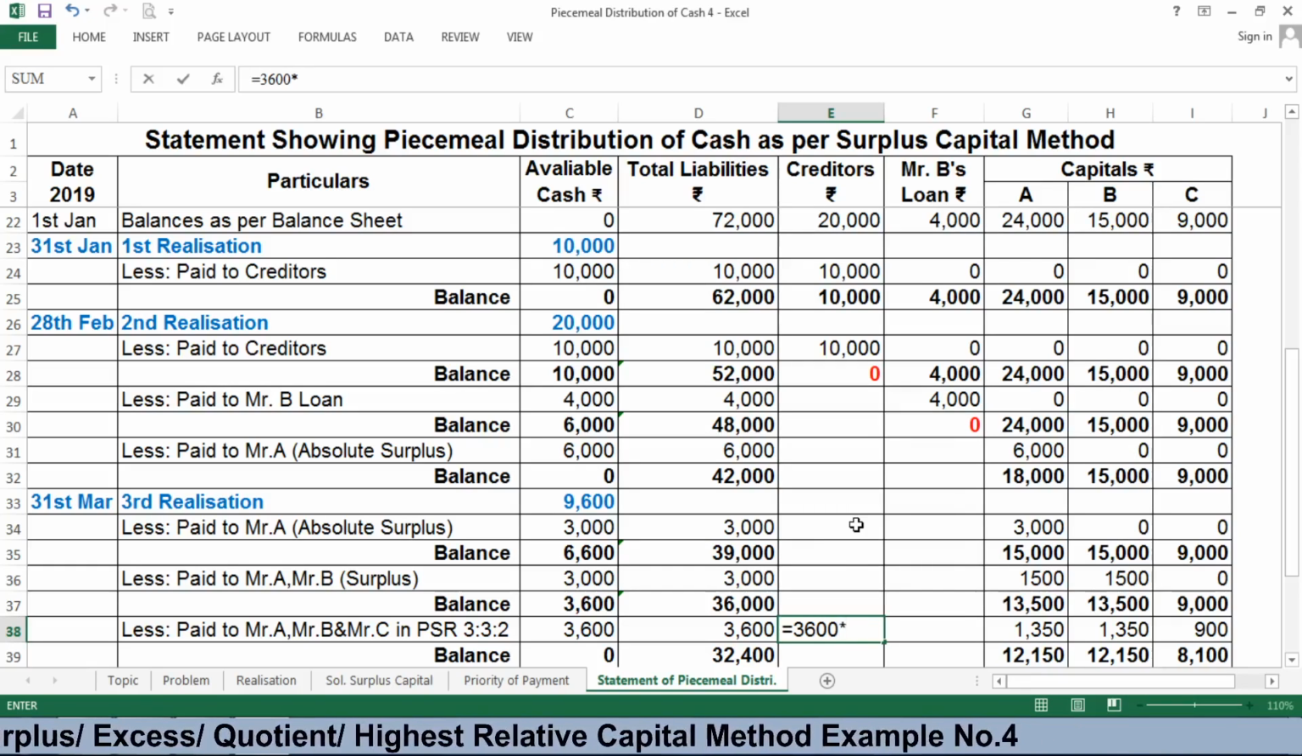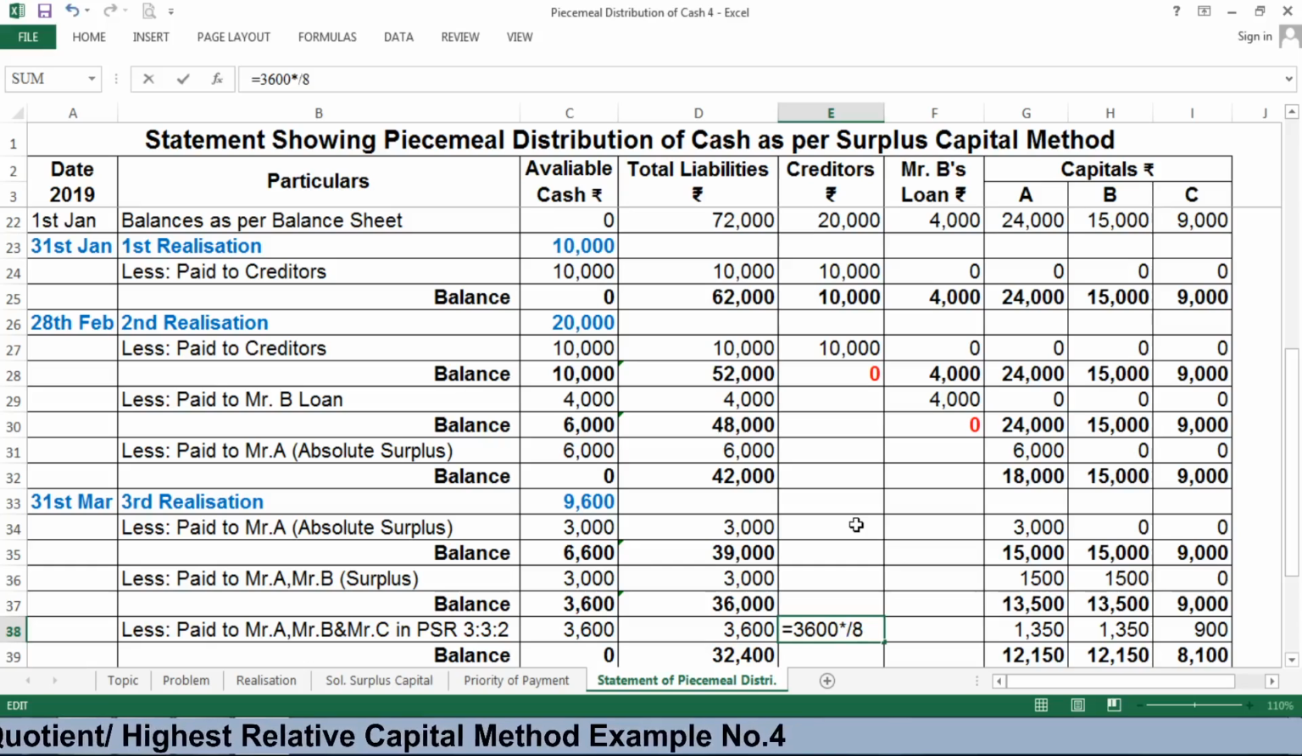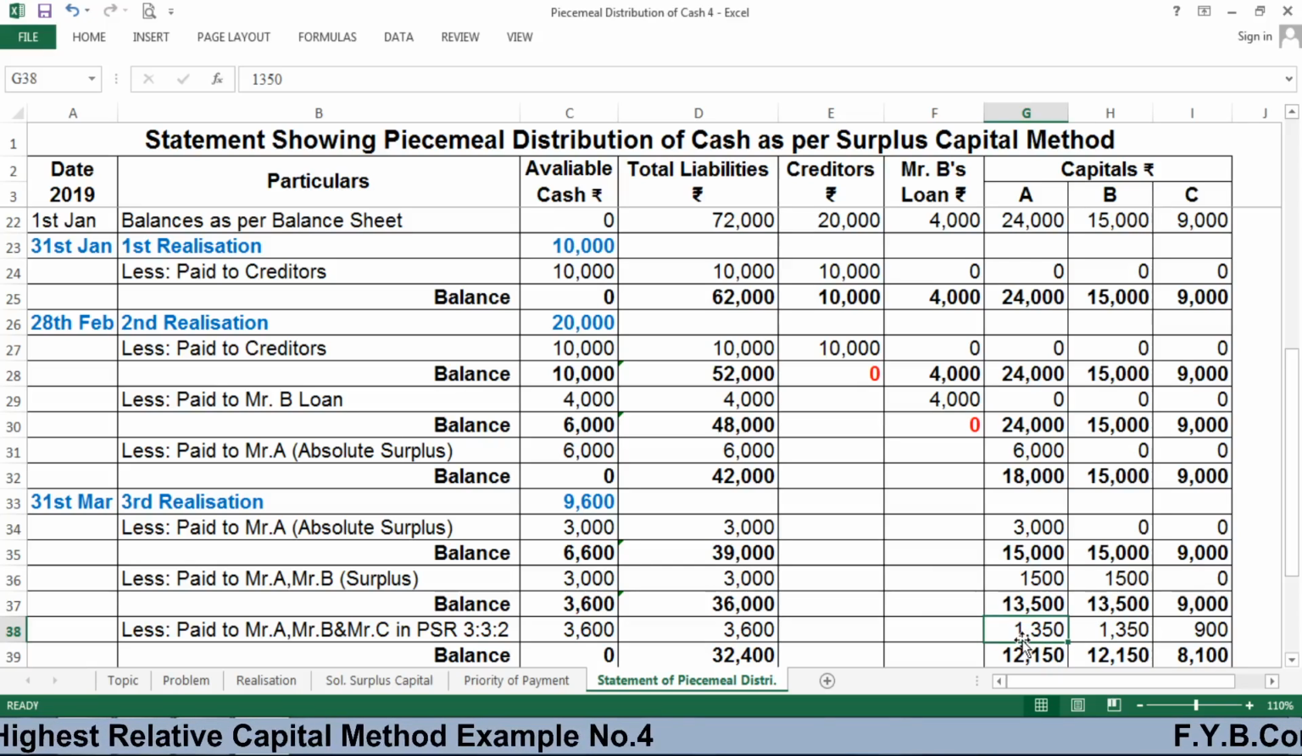3,600 into 3, that is Mr. A's share, divided by 3 plus 3 plus 2, that is 8. So the answer is 1,350. That means Mr. A will receive 1,350. The same amount will be received by Mr. B, 1,350, and Mr. C will receive 2 shares, that is 3,600 into 2 divided by 8. So he will receive 900. So it's very simple. Mr. A is going to receive 1,350, 1,350 to B and 900 to C. Okay, now we have a balance, that is 0.